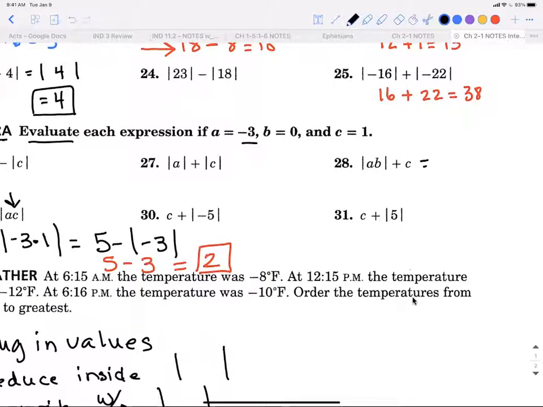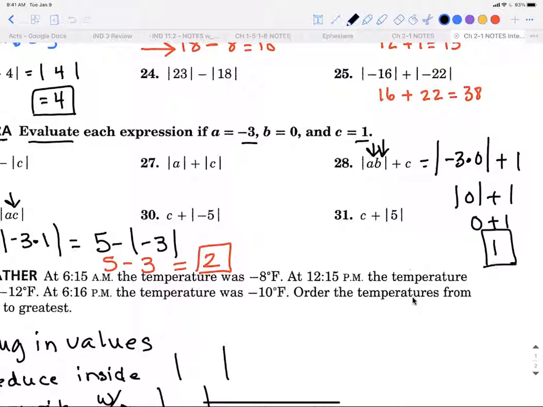So inside the absolute value, I've got A and B. So I'm going to find A, which is -3, and B, which is 0. So -3 times 0. And then I'm going to add 1 because it says plus C, or +1. I'm going to evaluate inside the absolute value signs first. -3 times 0 is 0 plus 1. Well, we know the absolute value of 0 is just 0. So 0 plus 1. So your final answer is 1.